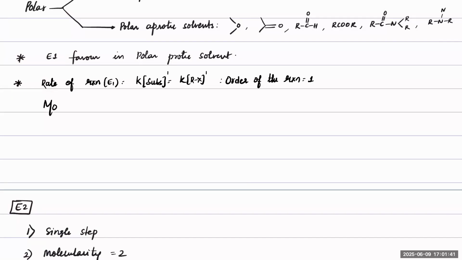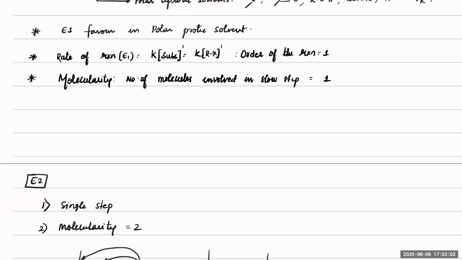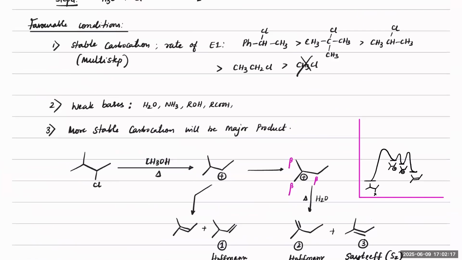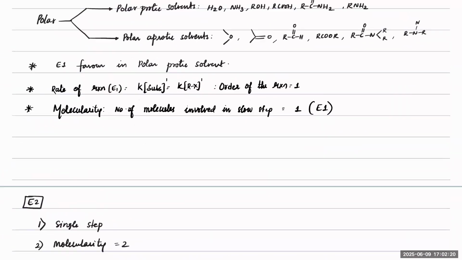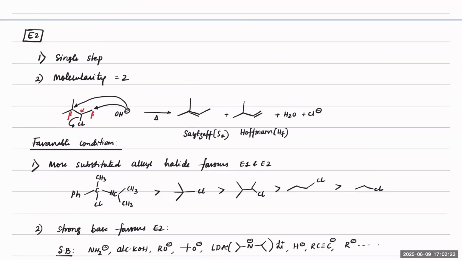Okay. And molecularity is the number of molecules involved in the slow step. So the number of molecules involved in the slow step is 1. So that's why it is designated as E1. The 1 represents the molecularity here. Okay, beta? I hope this part is clear. Yes. Right. Okay. So this is about E1 reactions. Okay. Now, one second.